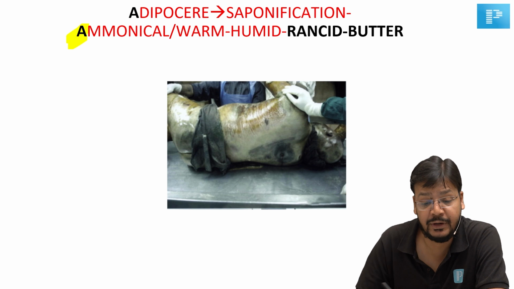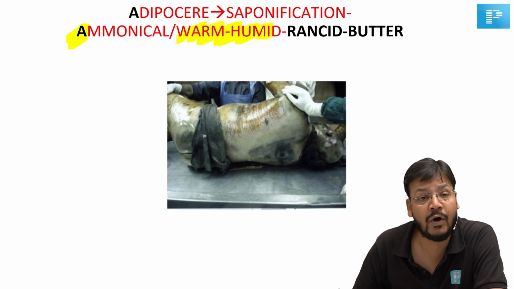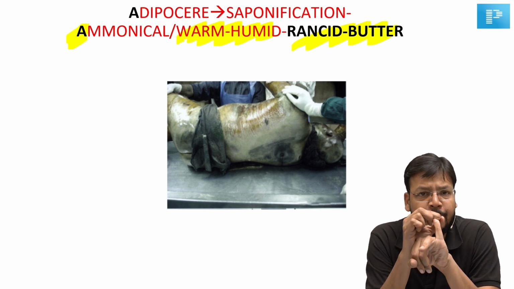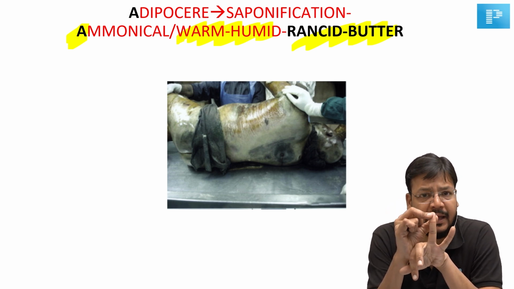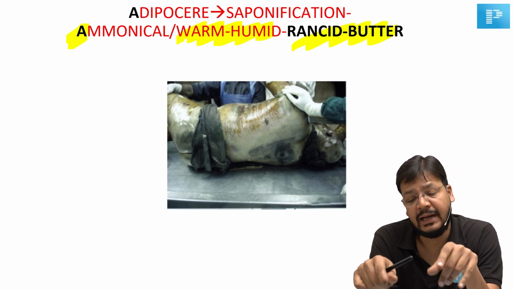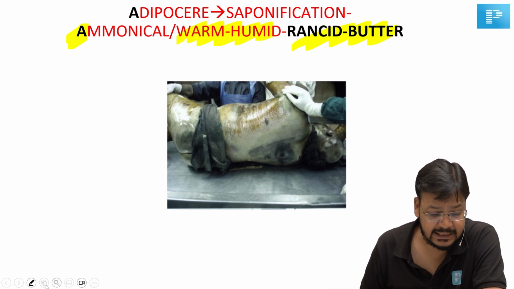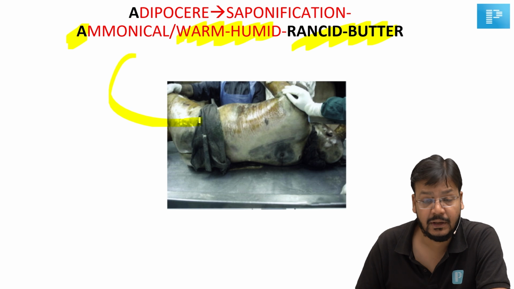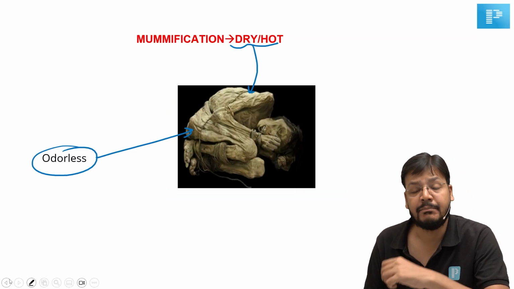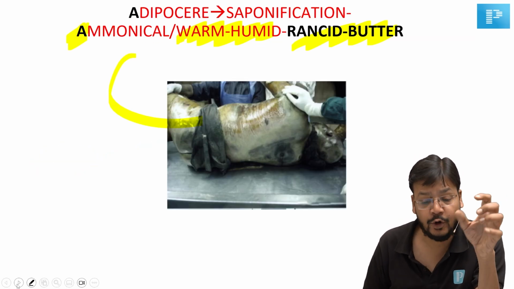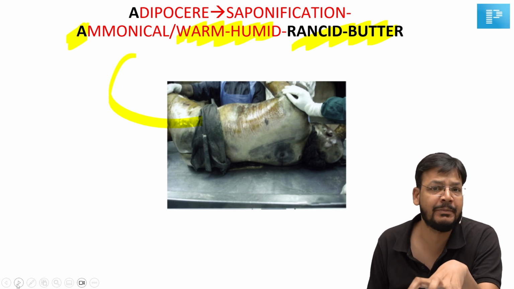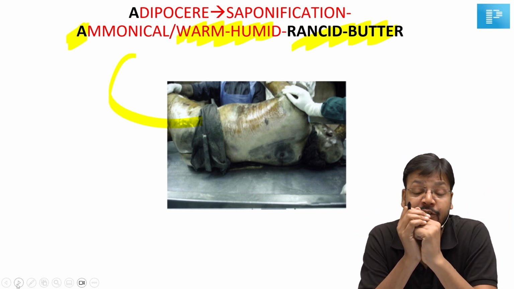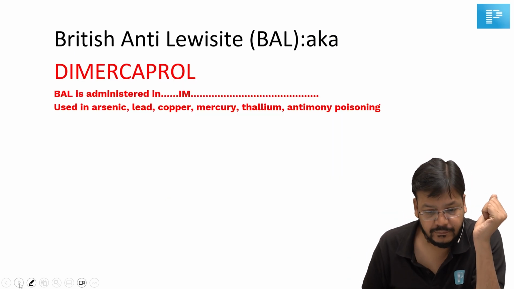A for adipose here, A for ammoniacal smell. It is also known as saponification. The climate is warm and humid. The appearance is rancid butter. It is adipocere or saponification. In mummification it is odorless, and in adipocere it is ammoniacal, a very pungent smell, with a rancid butter appearance. That is why we call it saponification.